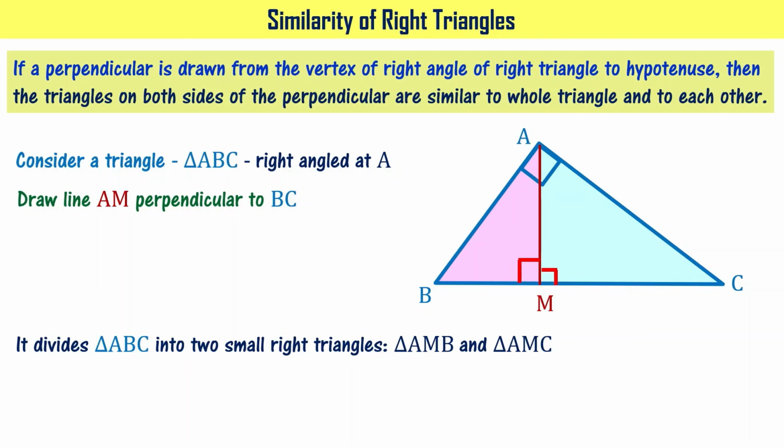As per the theorem, triangle AMB is similar to triangle AMC, and these two small triangles are similar to the whole triangle, that is triangle ABC. Let's try to understand how it is done.